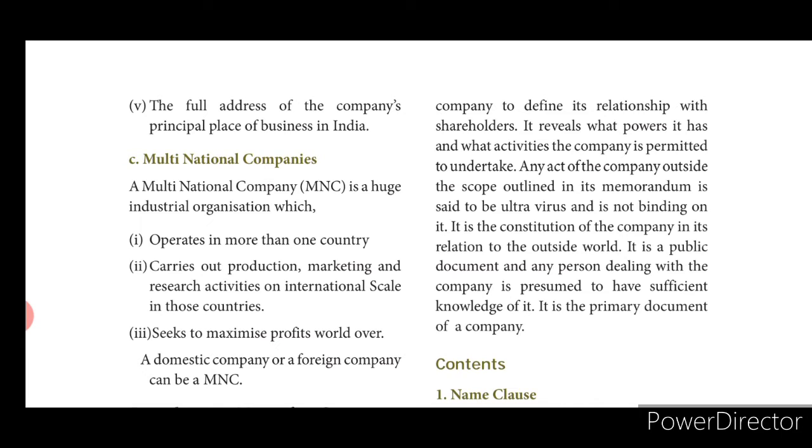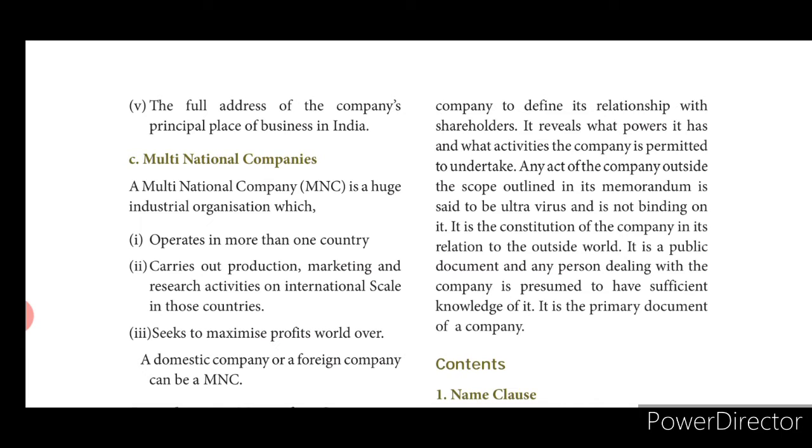Next, the third one that we have is a multinational company. I think you all know this term very well. MNC, it is also called as MNC. It's nothing but the company which has so many branches outside the country and which is established not in India but in foreign countries. That is called a multinational company.